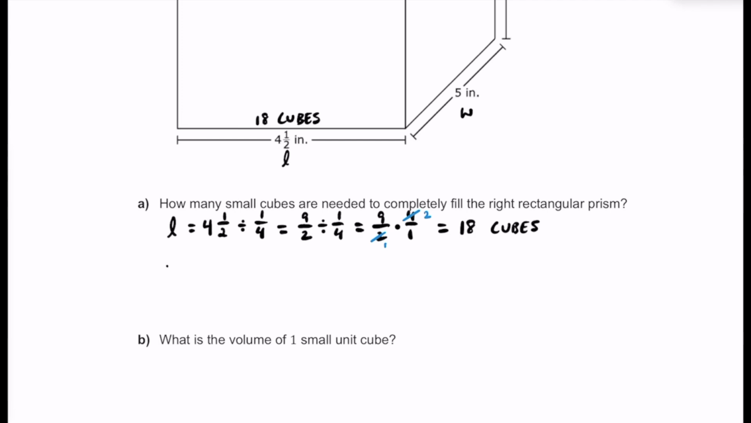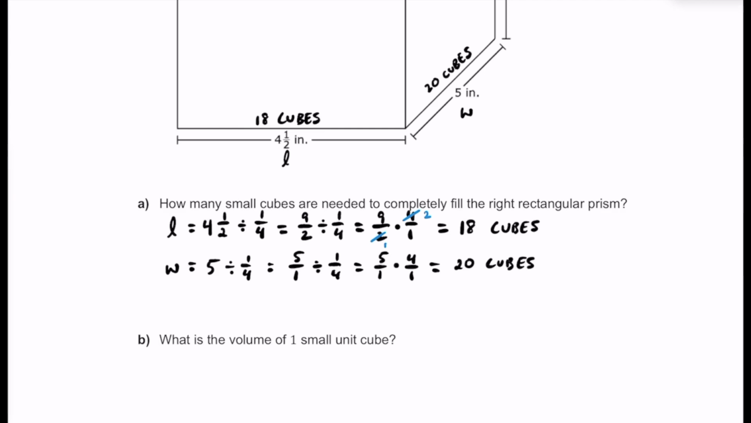Now, what about the width? Well, the width here is going to be 5. So the question is, how many times does the 1/4 fit into 5? And you can figure that out by doing 5 divided by 1/4 to see how many times it fits in. So this is going to be 5/1 divided by 1/4. Remember, that's the same thing as 5/1 times 4/1. That's going to be 20/1, or we can say it's going to be 20 cubes. And you should be able to fit more of these because 5 is bigger than 4.5, so we can fit 20 cubes going this way on our prism.